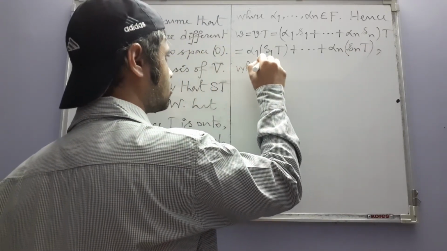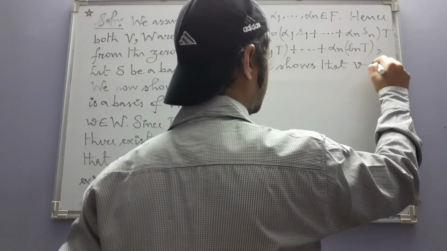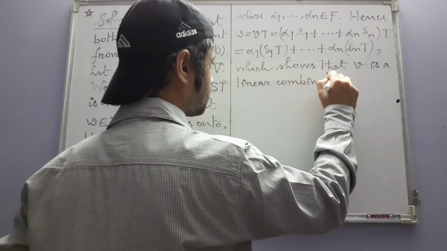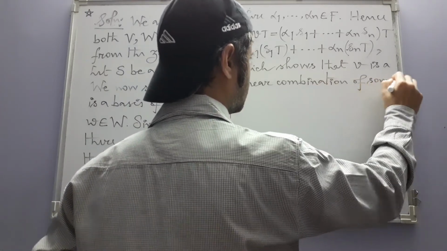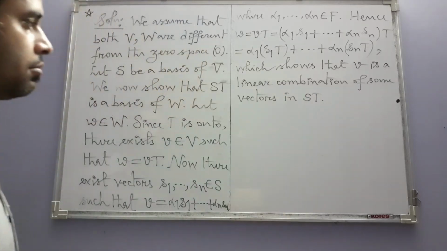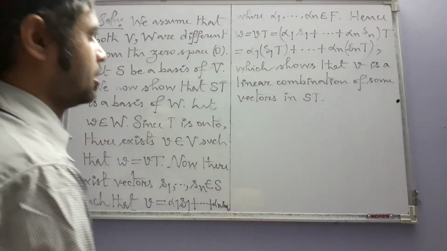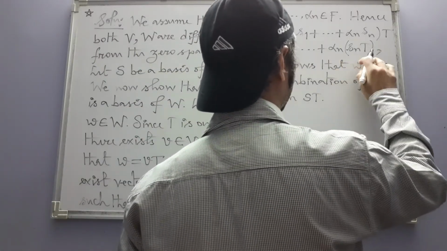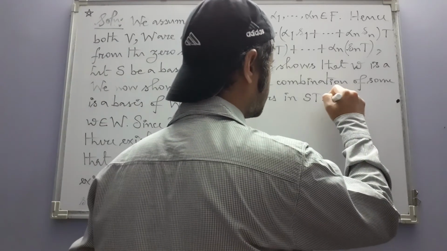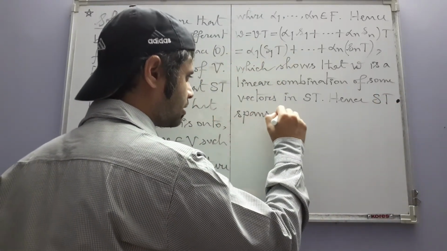Which shows that w is a linear combination of some vectors in ST. But w is an arbitrary vector in capital W, hence ST spans capital W.